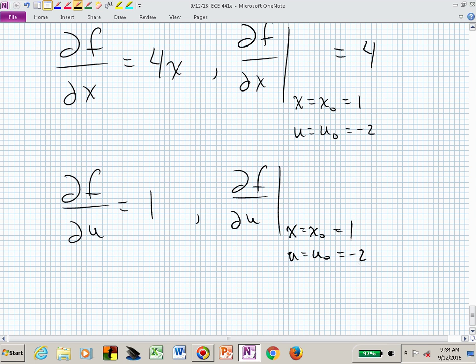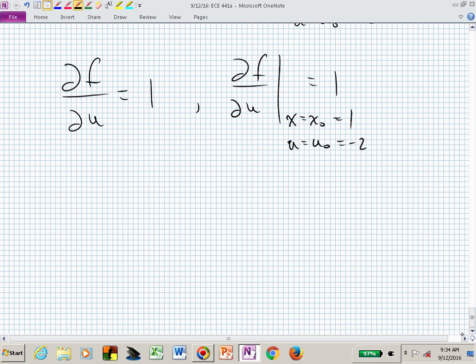At the nominal condition? It's still 1, isn't it? So now what do we end up with? Now we actually end up with a set of linearized dynamics for that original nonlinear system. Here's our linearized dynamics.